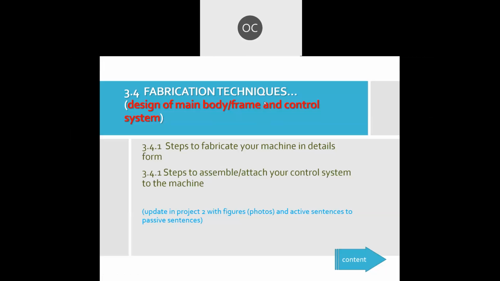Okay, so this one will be 3.4.1. So in project 2 later, you are going to update this report. The proposal will become the report itself with all the photos. And then you are going to change the active sentences now in project 1 to passive sentences. You are going to change from active sentences, that means instruction now, instruction 1, 2, 3, 4, and so on, into passive sentences.